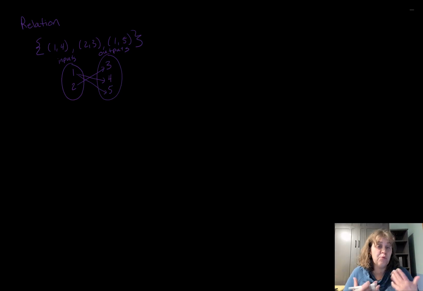We can take 1 and 2, and let's see, my outputs are 3, 4, or 5. We put them in a circle. So here are my inputs. Here are my outputs. And let's see, one ordered pair went from 1 to 4. One ordered pair, oops, that's supposed to be a 2, not a 4, silly. Went from 2 to 3, and another ordered pair went from 1 to 5. So that's another way of representing this particular relation.